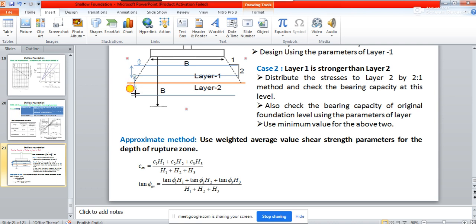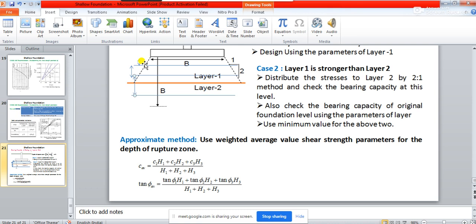From here to here it is h3. So what you can do is c1 h1, c2 h2, c3 h3. Similarly, don't do phi 1 h1, phi 2 h2, phi 3 h3, that will be wrong. What you have to do is tan phi average equal to tan phi 1 h1 and so on. Always remember, whenever you take the angle of internal friction, add a tan before it, before calculating the weighted average.